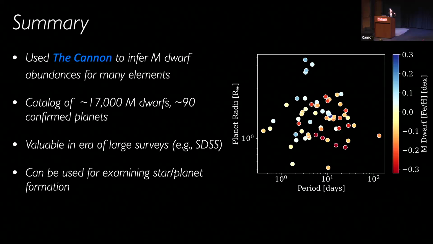I also cross-matched this catalog with the catalog of confirmed exoplanets recently, which is given in the plot right here. So we have about 90 confirmed planets. We have planet radii versus orbital period, and the M-dwarf host stars are colored by the metallicities we infer. So you can already see some interesting stuff. For the giant planet host stars, they do appear to be more metal-rich, which is what we would expect given the planet-metallicity correlation. And you already see some potential trends with planet orbital period as well. So I think there's a lot of interesting science that can be done with this.